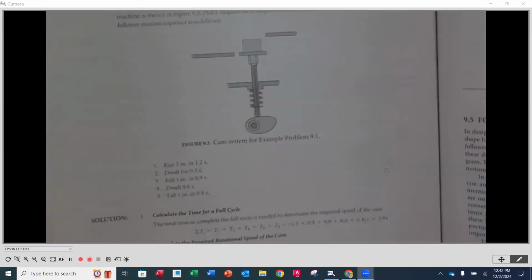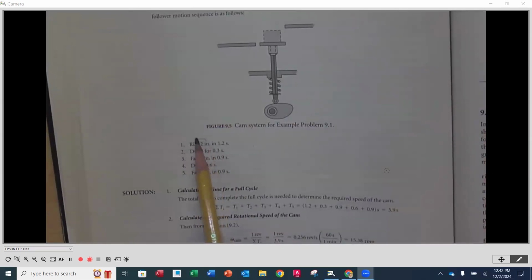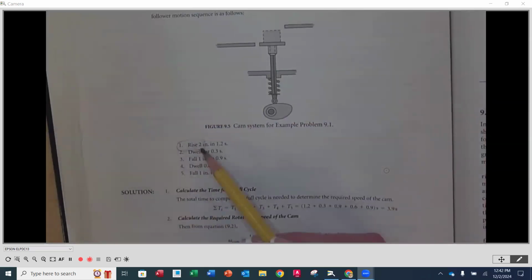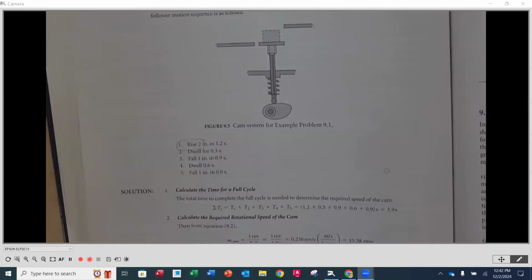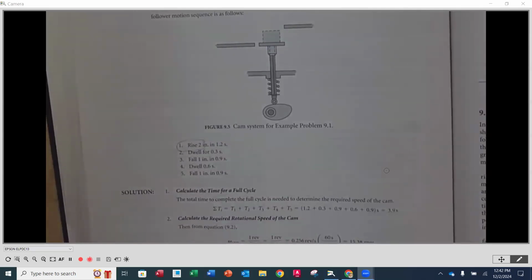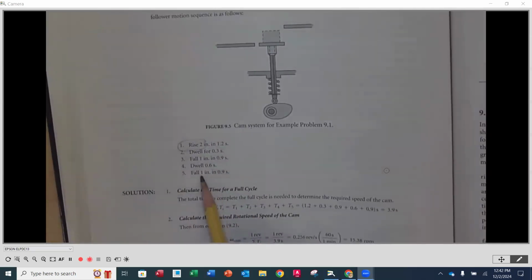So when we look back at our displacement or our motion sequence, you're going to notice that in step number 1, we rise 2 inches, okay? And then we dwell, and then we fall 1, and we fall another. Our total rises have to equal our total falls, okay? So if I rise up 2 inches, that means that per 1 revolution, I have to get back down a total of 2 inches. So you're going to notice that I fall 1 and I fall 1. So my falls equal my total rise.